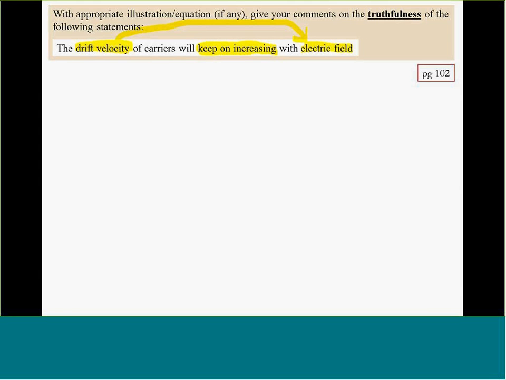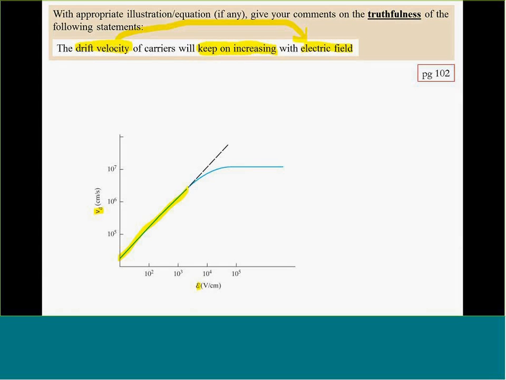Okay. Of course, it's been shown on page 102, so you can refer to it there. But I've shown you here. Looking at this graph, you can see that the drift velocity versus your electric field is only increasing at this particular part only. So at that particular part, the drift velocity is increasing only at low electric field.